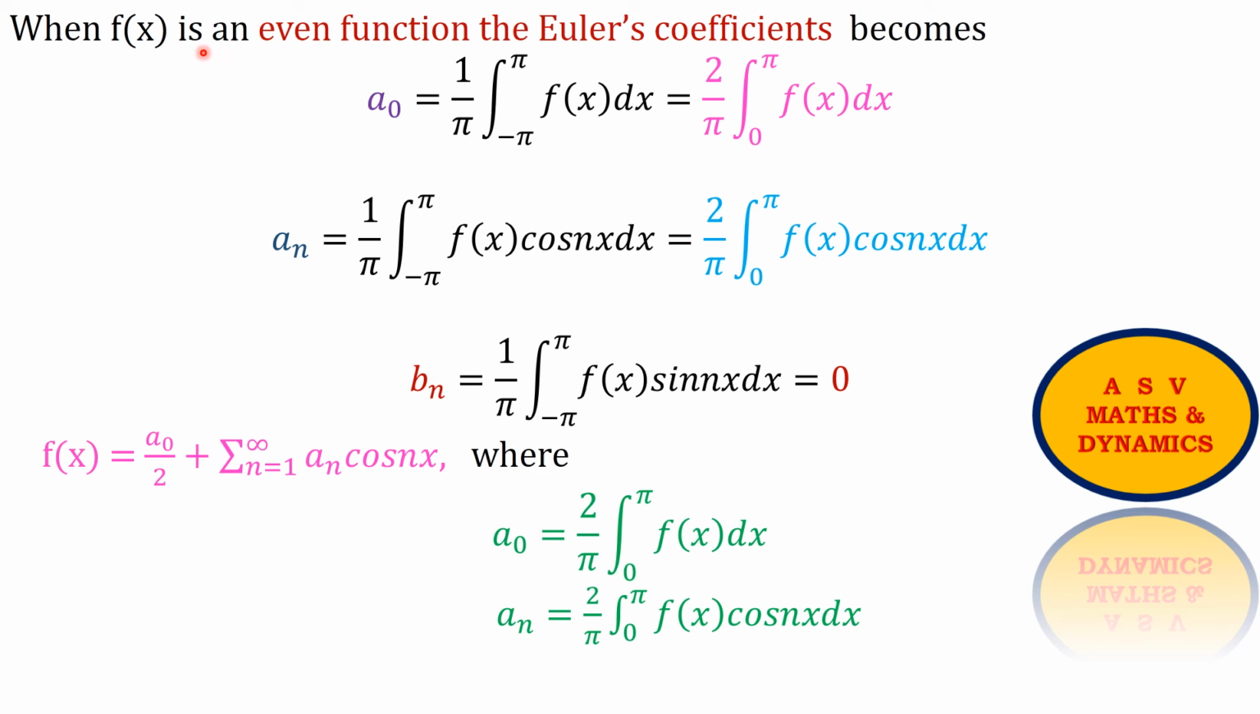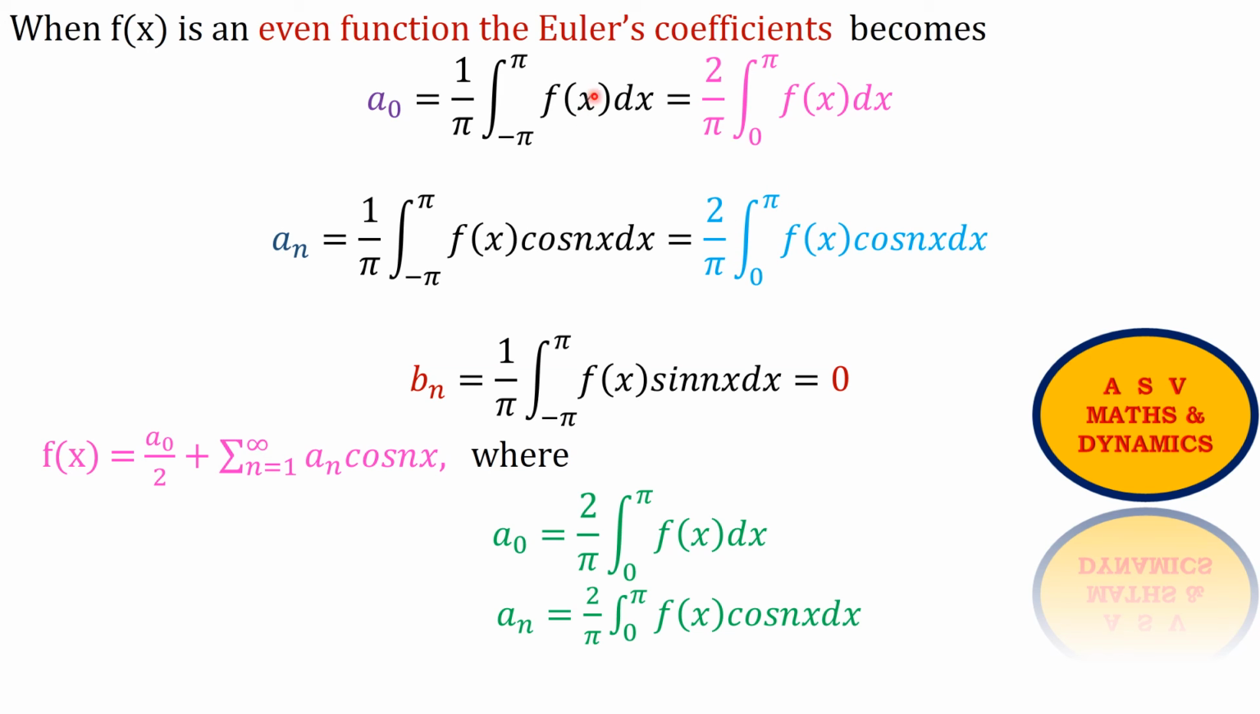If f of x is an even function, how can we write the Euler coefficients? For an even function, a0 and an will appear, but bn is always 0. So a0 is equal to 1 over pi integral negative pi to pi f of x dx, which becomes 2 over pi integral 0 to pi f of x dx. And also an is equal to 1 over pi integral negative pi to pi f of x cos nx dx, which is 2 over pi integral 0 to pi f of x cos nx dx. Likewise you have to write it.